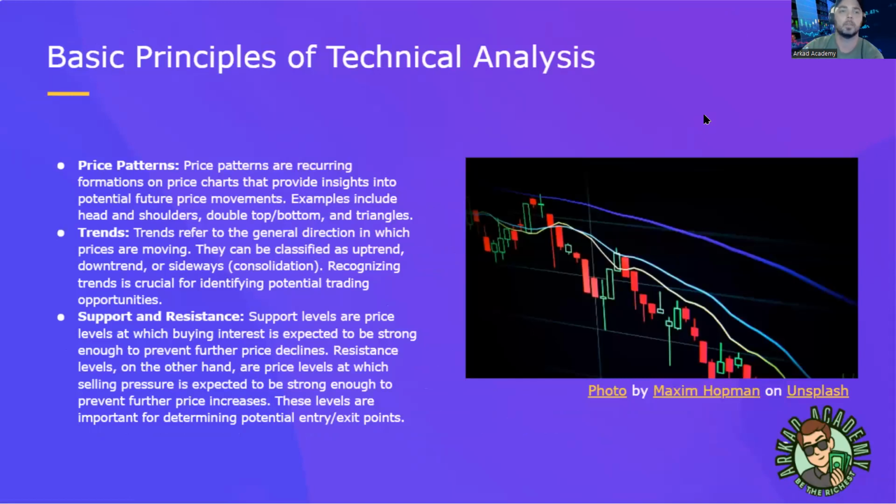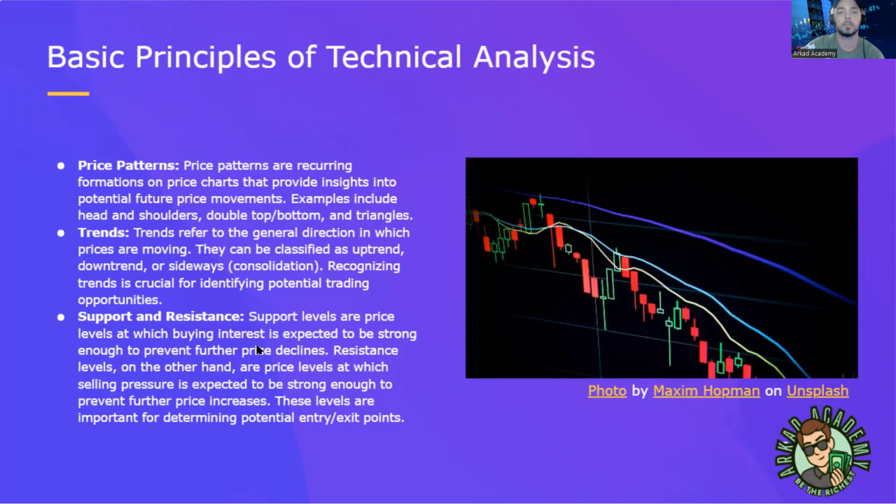So the basic principles: price patterns are recurring formations on price charts that provide insights into potential future price movements. Examples include a head and shoulders, top, double top and bottom, and triangles. Trends refer to the general direction in which prices are moving. They can be classified as an uptrend, downtrend, or sideways consolidation. Recognizing trends is critical in identifying potential trading opportunities.